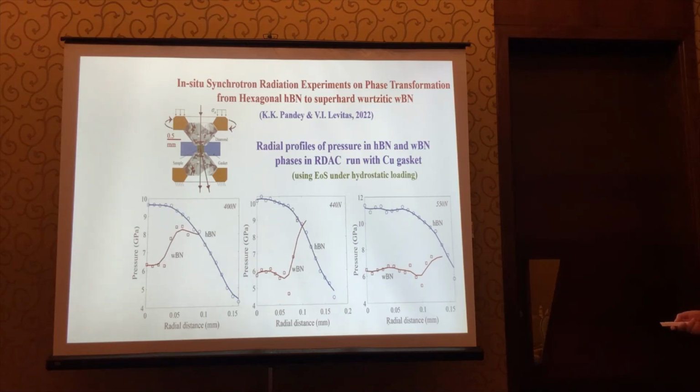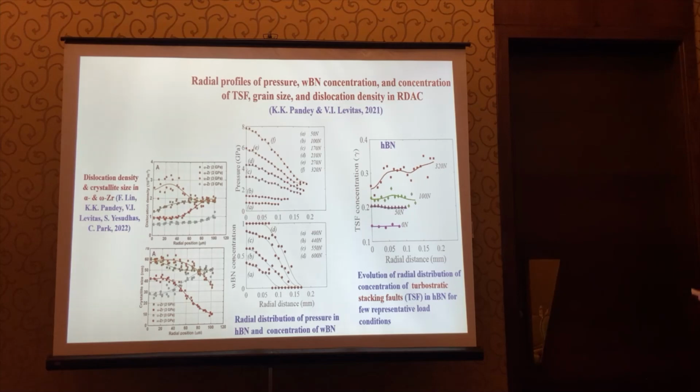And we measure, for example, not only pressure, but pressure in each phase in a multi-phase mixture. For example, here it's hexagonal and wurtzitic boron nitride after phase transition, and you see differences of 6 GPa, or a factor of 2. Also using X-ray, we measure the distribution of dislocation density, crystallite size, and volume fraction of phases. For graphite-like structure, the concentration of turbostratic stacking faults.